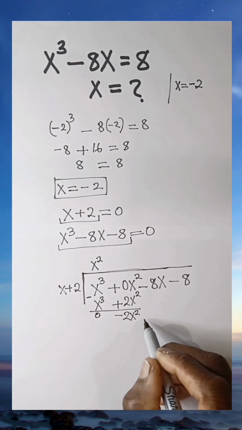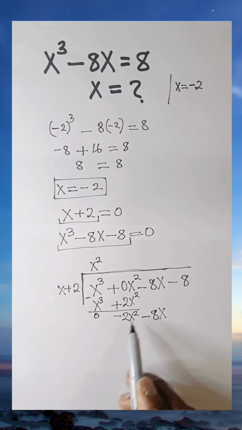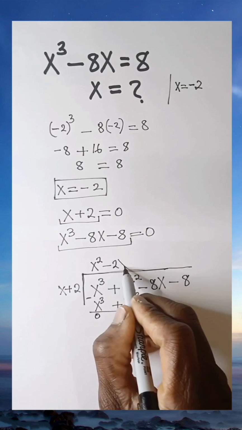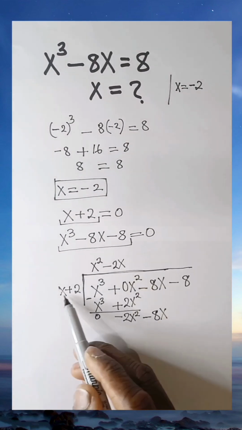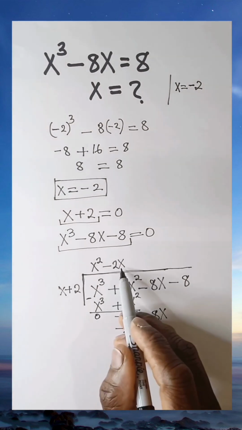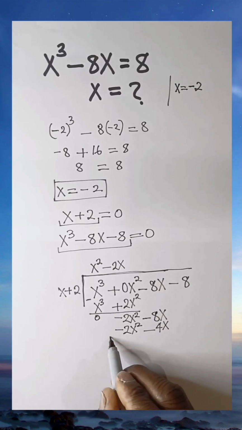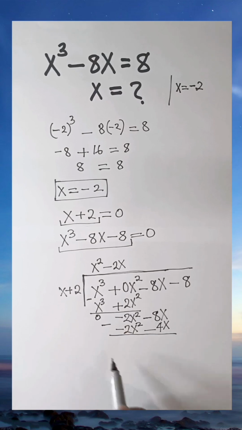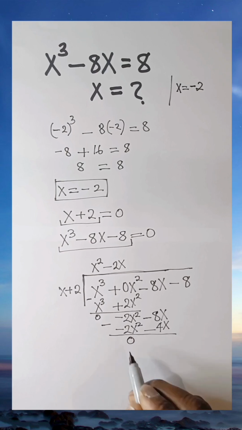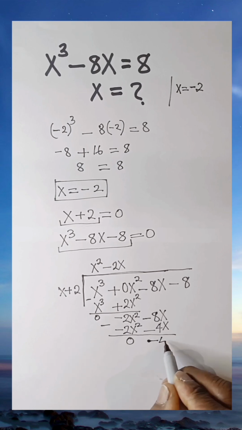We bring down minus 8x. Minus 2x squared divided by x is going to give us minus 2x. Minus 2x times x will give us minus 2x squared. Minus 2x times 2 will give us minus 4x. We subtract. Minus 2x squared minus minus 2x squared will give us 0. Minus 8x minus minus 4x will give us minus 4x.